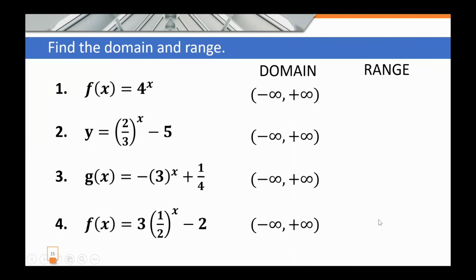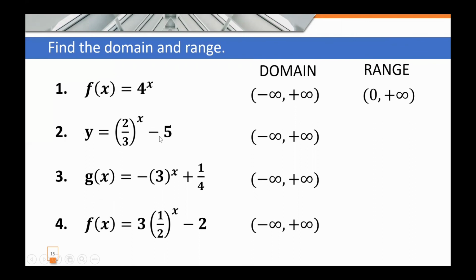What about the range here from numbers 1 to 4? Let's start with number 1. F of x equals 4 raised to x. Since na itong number 1 ay in the form y equals b raised to x, the base is 4. 4 is greater than 1, so the graph of this is increasing. So ang range nito ay from 0 to +infinity. 0 is not included. Ang graph nito ay hindi magta-touch sa x-axis or sa line na y equals 0. Ang value ng d dito ay 0. So 0 yung range niya. Magsisimula sa 0, but 0 is not included to +infinity.